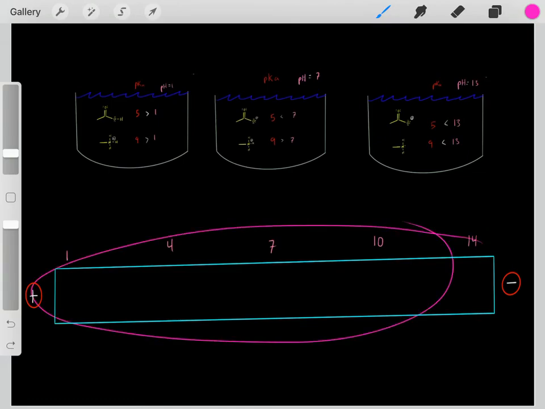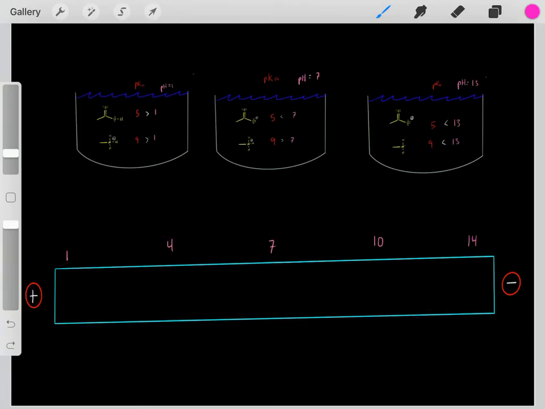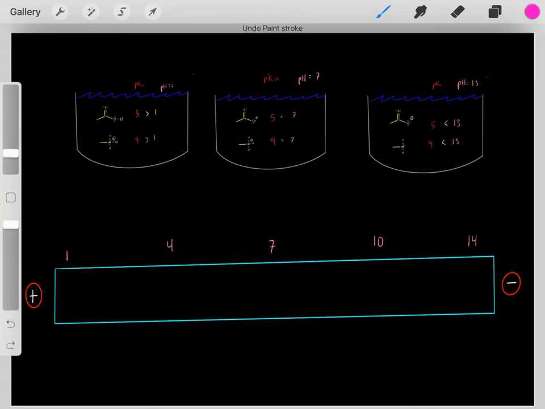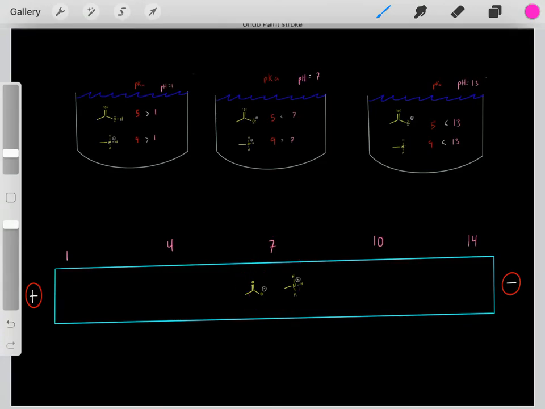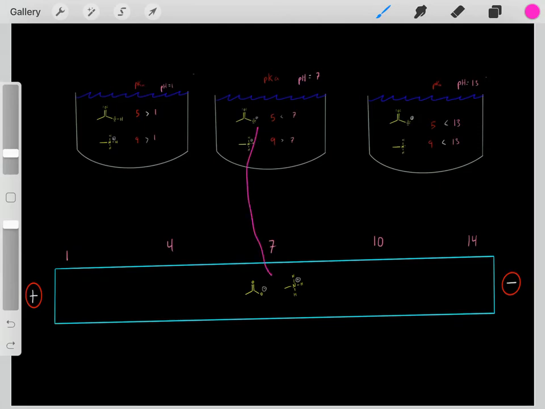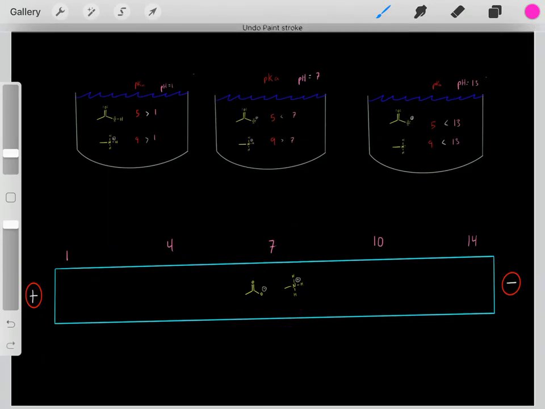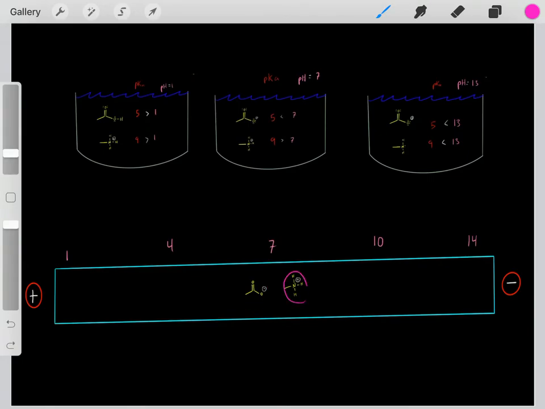So now that we have this setup, what we can do is take a solution with these functional groups and dump it in. So for example, let's say we had a mixed solution with carboxylic acids and amines, and let's dump it in the center of our setup. What's going to happen? Well, we already explained that at a pH of 7, this guy will be deprotonated and this guy will be protonated. So again, this guy will be negatively charged and this guy will be positively charged.